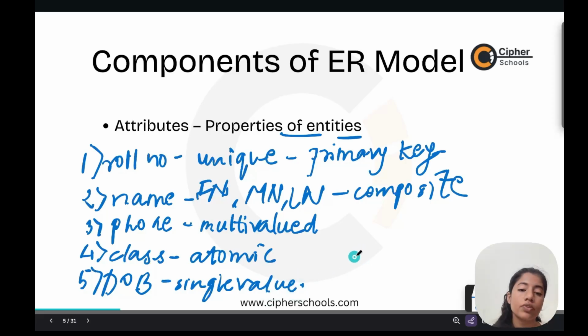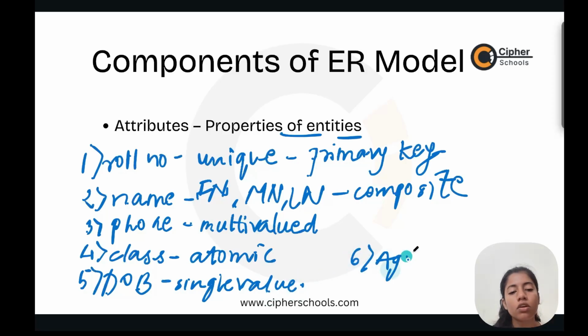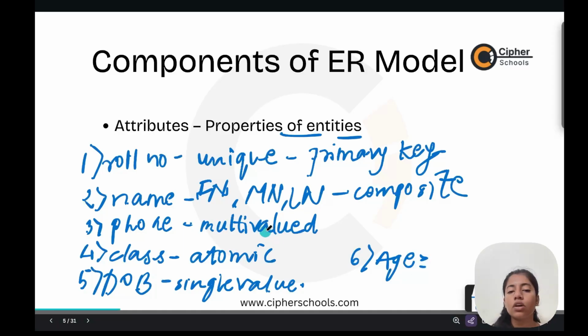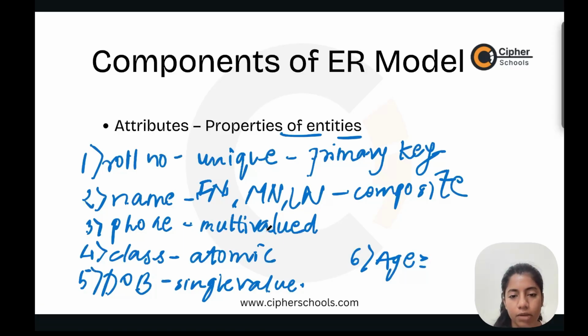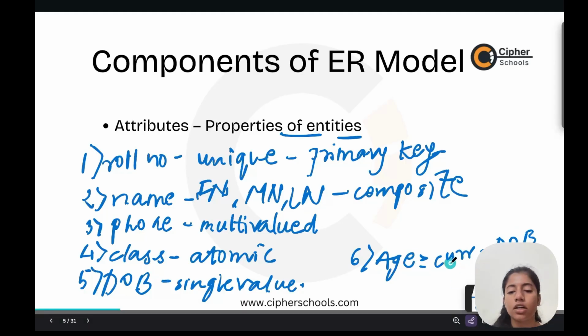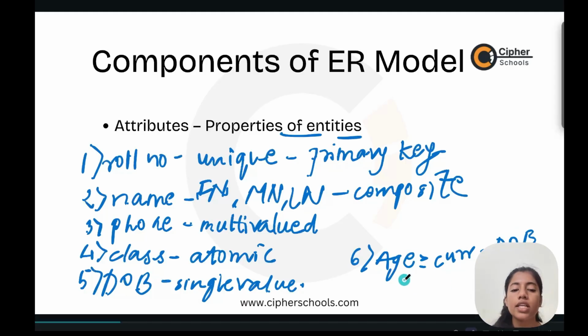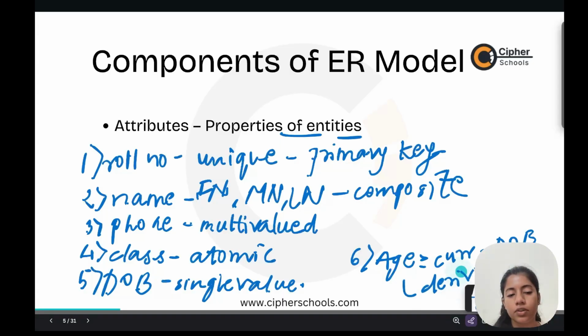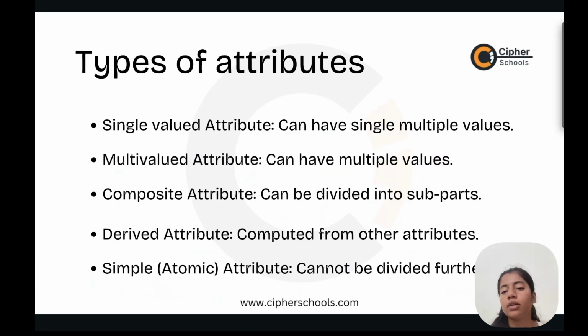Now the next attribute which we discussed was age. If you are accessing the database at a particular time, you have access to the current date. Because you're storing date of birth in the database, you can easily calculate age as current date minus date of birth. You can do that, right? So the attribute which can be derived from any other attribute of that entity is called a derived attribute. So these are the different types of attributes.